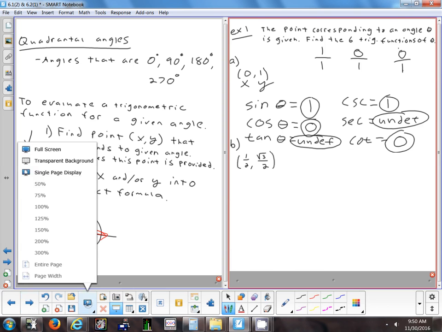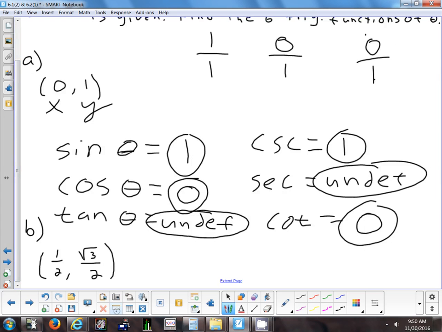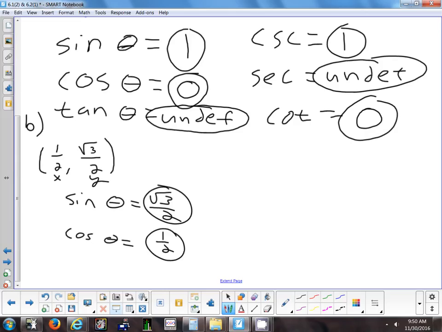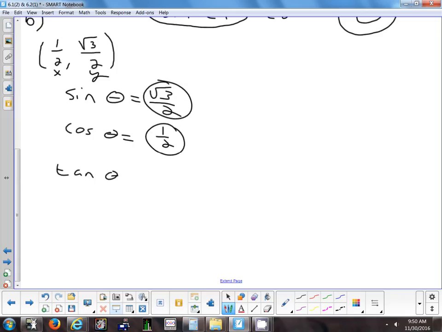All right. Let's try this one. Now, this is one I guarantee you don't know the angle for, because there's no 0 in the coordinate. So it's not a quadrantal angle. What's the sine value? Square root of 3 over 2. Yep, and we just leave it like that. What about the cosine? 1/2. And what about the tangent? Square root of 3 over 2, that's y, divided by 1/2.